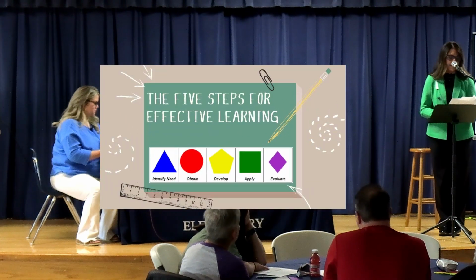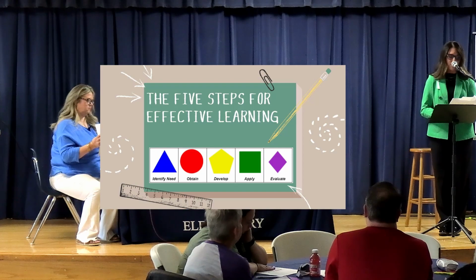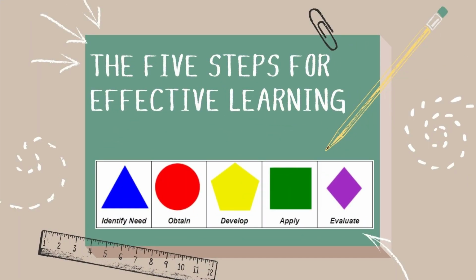The 5 steps for effective learning. Let me explain how this cycle works. First, the team needs to identify the instructional need. Second, obtain new learning. The team studies data, collects and reviews facts, and determines possible solutions. Third, develop. The team plans for the implementation, anticipating possible results or obstacles. Fourth, apply. The team implements the proposed solution. Fifth, evaluate. The team employs ongoing assessment of the applied solution.